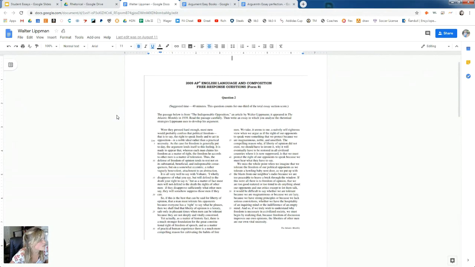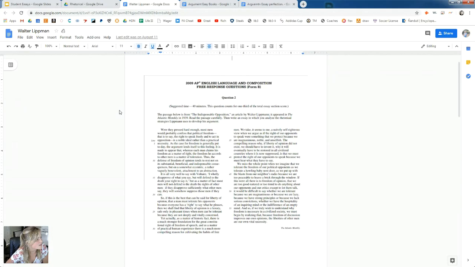The passage below is from "The Indispensable Opposition," an article by Walter Lippmann. It appeared in the Atlantic Monthly in 1939. Read the passage carefully, then write an essay in which you analyze the rhetorical strategies Lippmann uses to develop his argument. "Were they pressed hard enough, most men would probably confess that political freedom, that is to say, the right to speak freely and to act in opposition, is a noble ideal rather than a practical necessity.